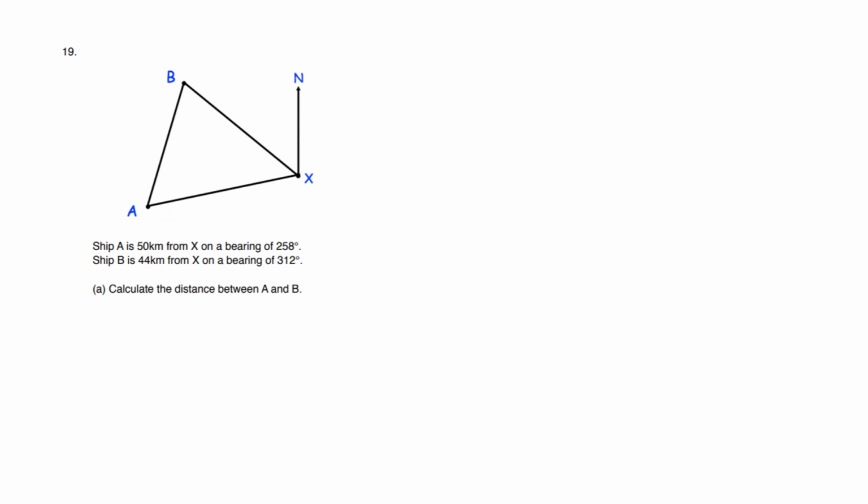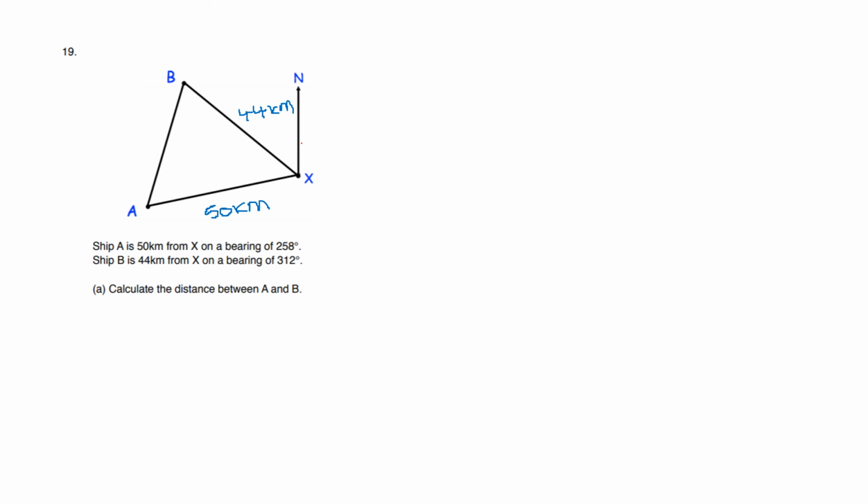Now we're going to have a look at a nice bearings question. So ship A is 50 kilometers from X on a bearing of 258 degrees, and ship B is 44 kilometers from X on a bearing of 312 degrees. Calculate the distance between A and B. So ship A is 50 kilometers from X and ship B is 44 kilometers from X.